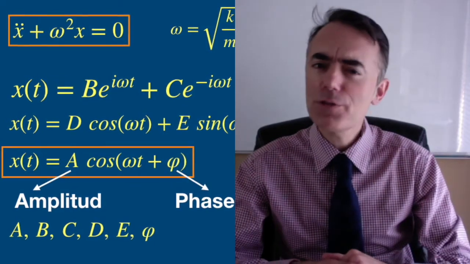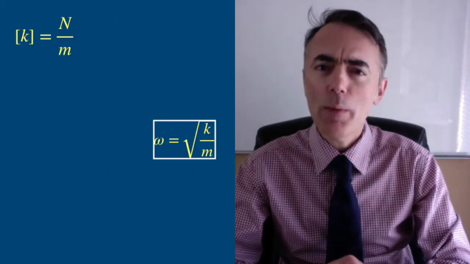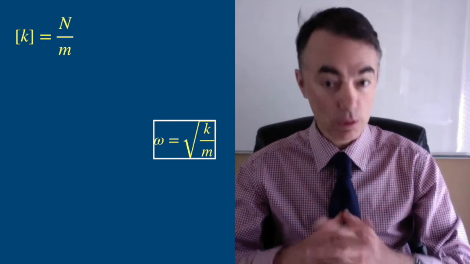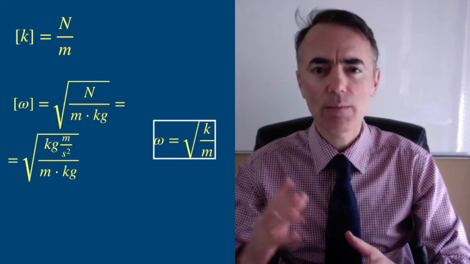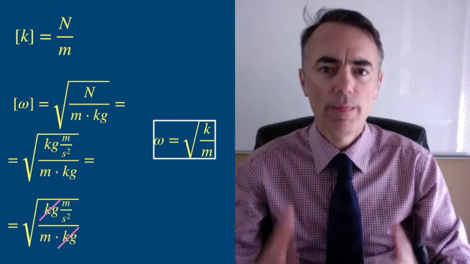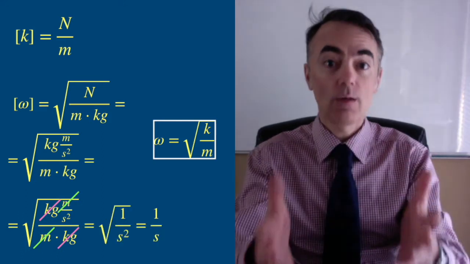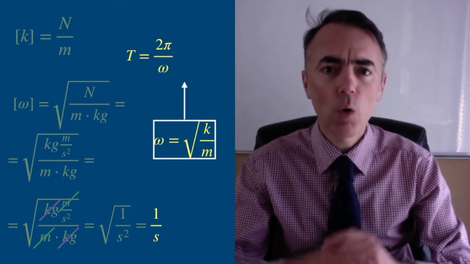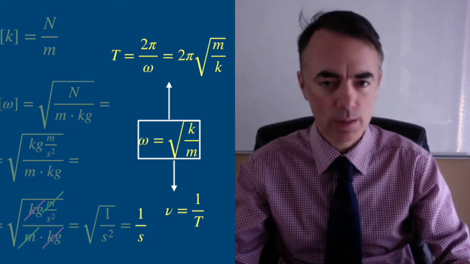First, it is important to check that omega has units of angular frequency. Omega was defined as the square root of k over m. For the spring, we know that k has units of newton over meter. That divided by kilograms gives kilograms times meter over second squared over meter and over kilogram. Then the square root leaves us with seconds to the negative 1. That's good. The period of the oscillations is T equals 2 pi over omega, or 2 pi square root of m over k. The frequency in hertz is 1 over T.